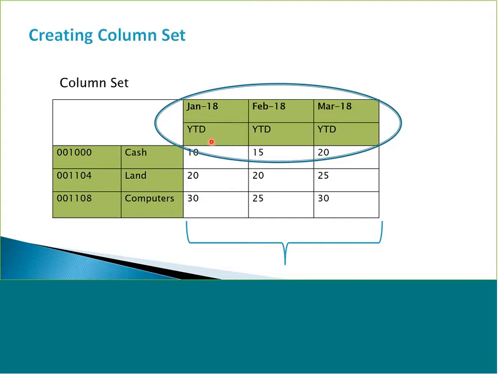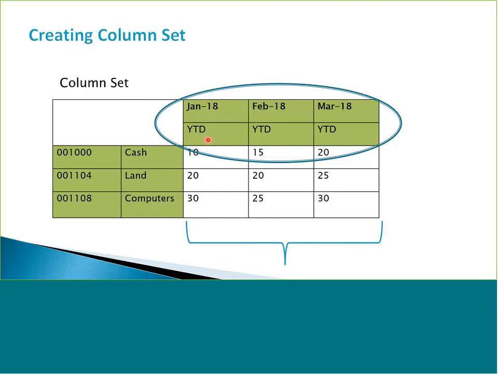In the column set, you can also specify the amount types that you want to see. You can specify YTD amounts or PTD amounts, project to date, quarter to date. You have various dimensions of amount types that you can specify.